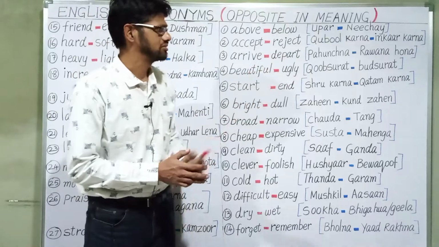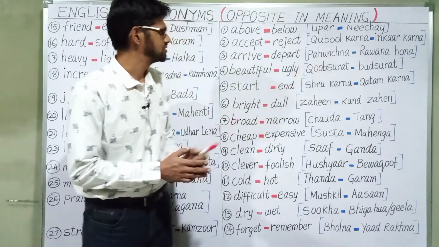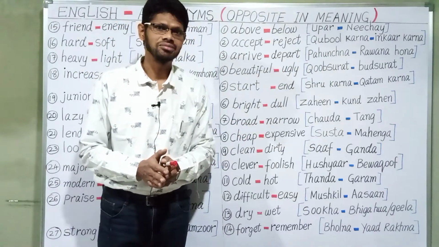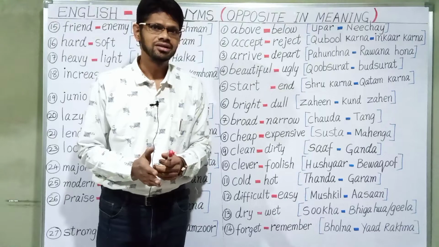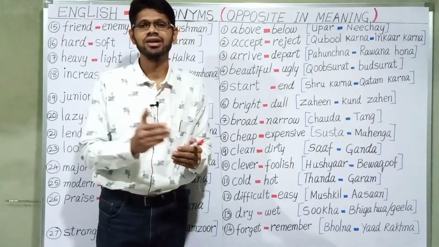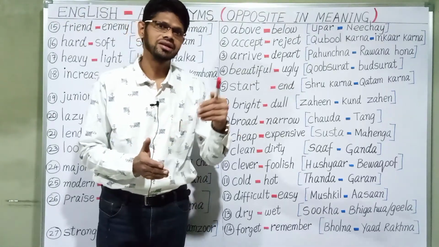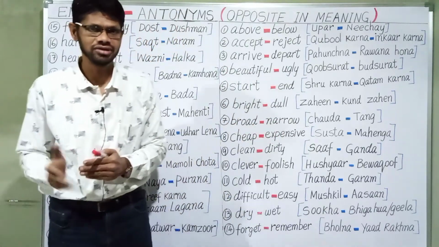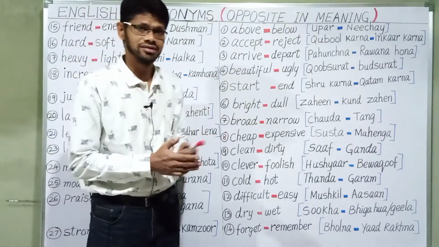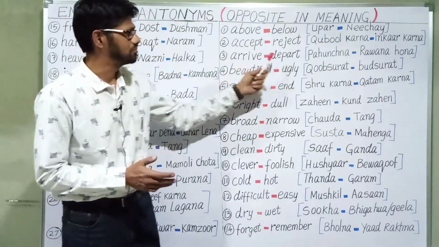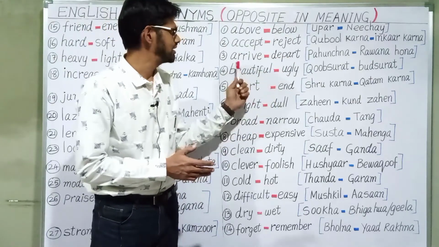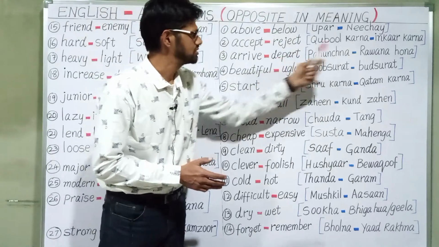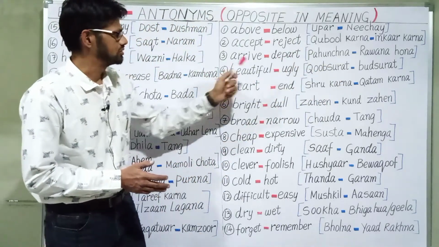Arrive, depart. Arrive, पहुंचना. Depart, रवाना होना. You might have seen many times the flight timings and railway timings. On the railway station you might have seen the railway timings, and in the airport you might have seen the timing of flights. So arrival time and departure time. Arrival and departure. Arrive, पहुंचना. Depart, रवाना होना.